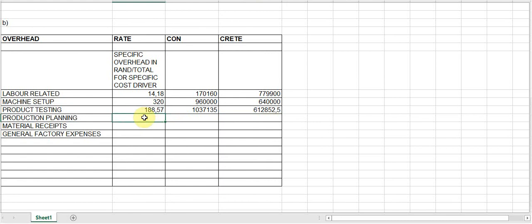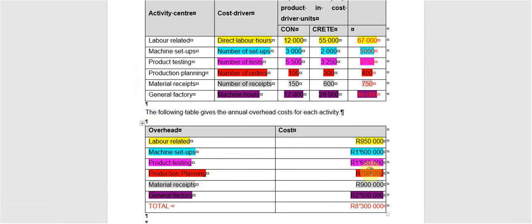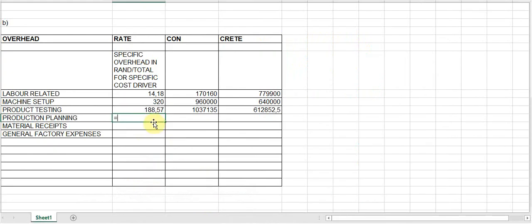Right, moving along to production planning. For the production planning, the total was 700,000. The cost driver was the number of orders in red, and the total for that one was 400, while it was 100 and 300 for the two products respectively. So I am just going to do that calculation. Dividing by the total of 400, that gives us a rate of 1,750. I'm going to take the 1,750 and multiply by 100, and multiply by 300 respectively.